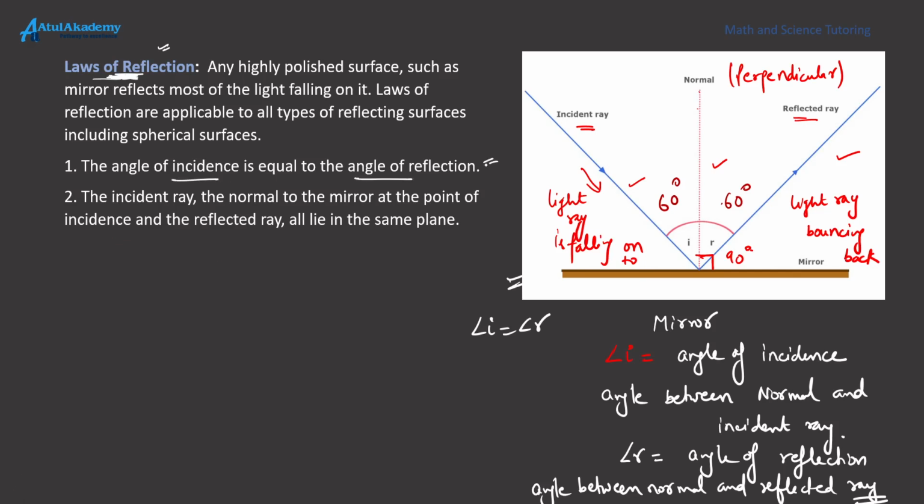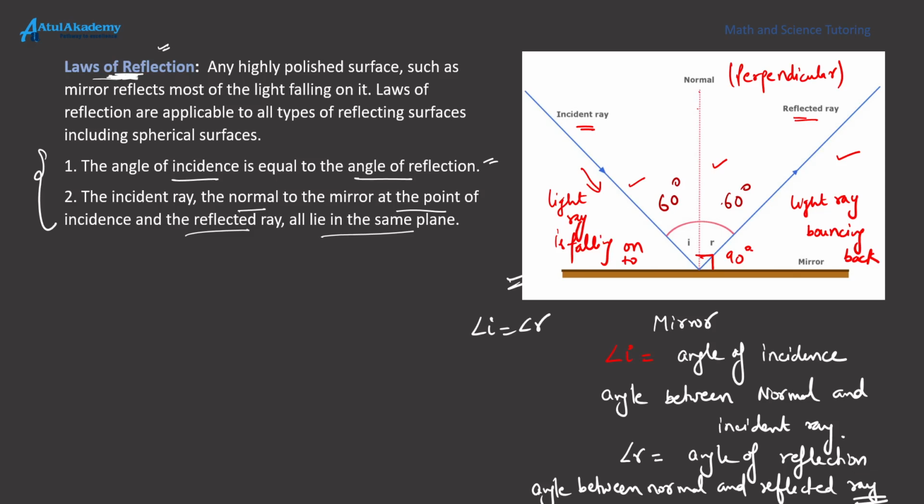The second law is that the incident ray, the normal to the mirror at the point of incidence, and the reflected ray all lie in the same plane. So these are the two laws which are applicable to all types of reflecting surfaces, meaning maybe the plane mirror or the spherical mirrors also.